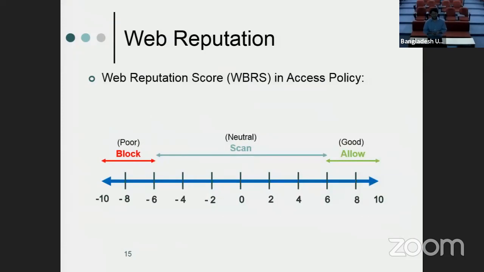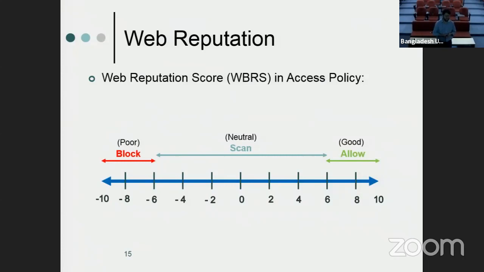So this is what we applied in our case. In our WBRS, this is our access policy. The reputation score could be between -10 to +10. So this is the range of any reputation score. They have an algorithm to calculate this.